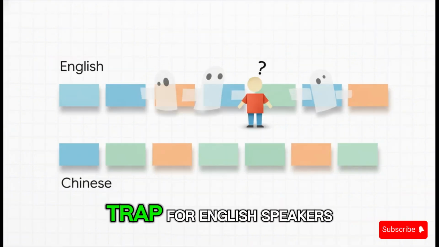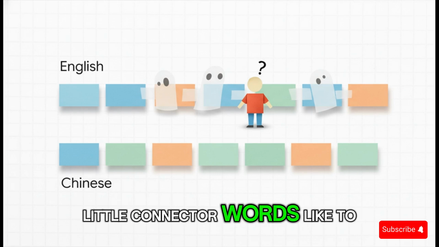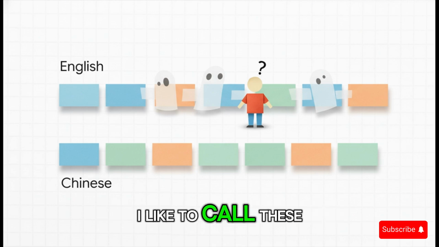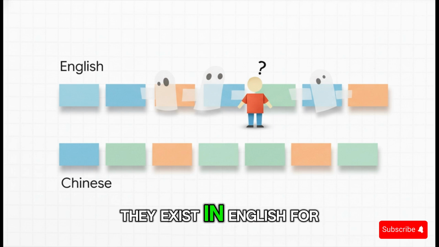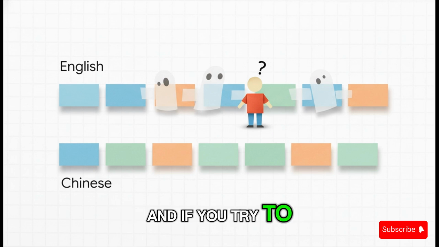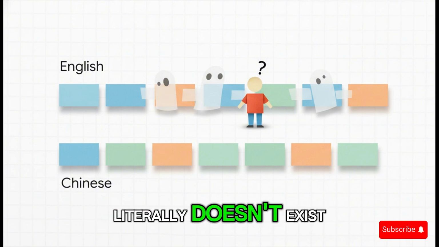Well, this is a huge trap for English speakers. In English, we use all these tiny little connector words like to, by, with to glue our ideas together. I like to call these ghost words. They exist in English, for sure, but they have no direct equivalent in Chinese. And if you try to translate them, you'll just get stuck searching for a word that literally doesn't exist.